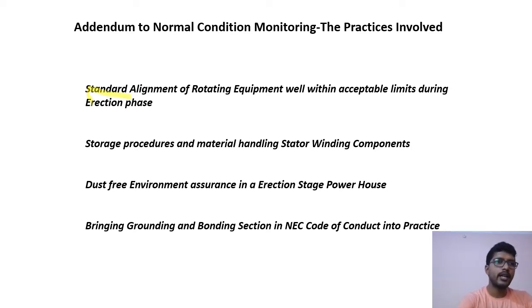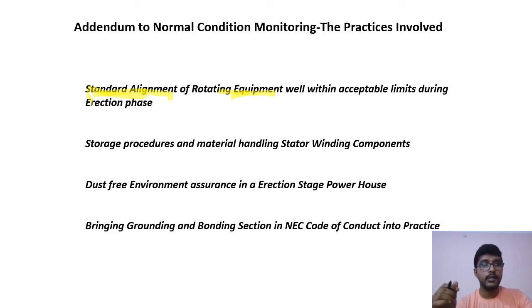So the first thing is the standard alignment of rotating equipment, which will ensure that vibration is well within limits. This is one thing I have understood: if the alignment is well within limits, then we'll have lesser vibrations. And also the designer needs to ensure that there should not be any flaws. Sometimes a faulty design also leads to more vibration during the running phase.